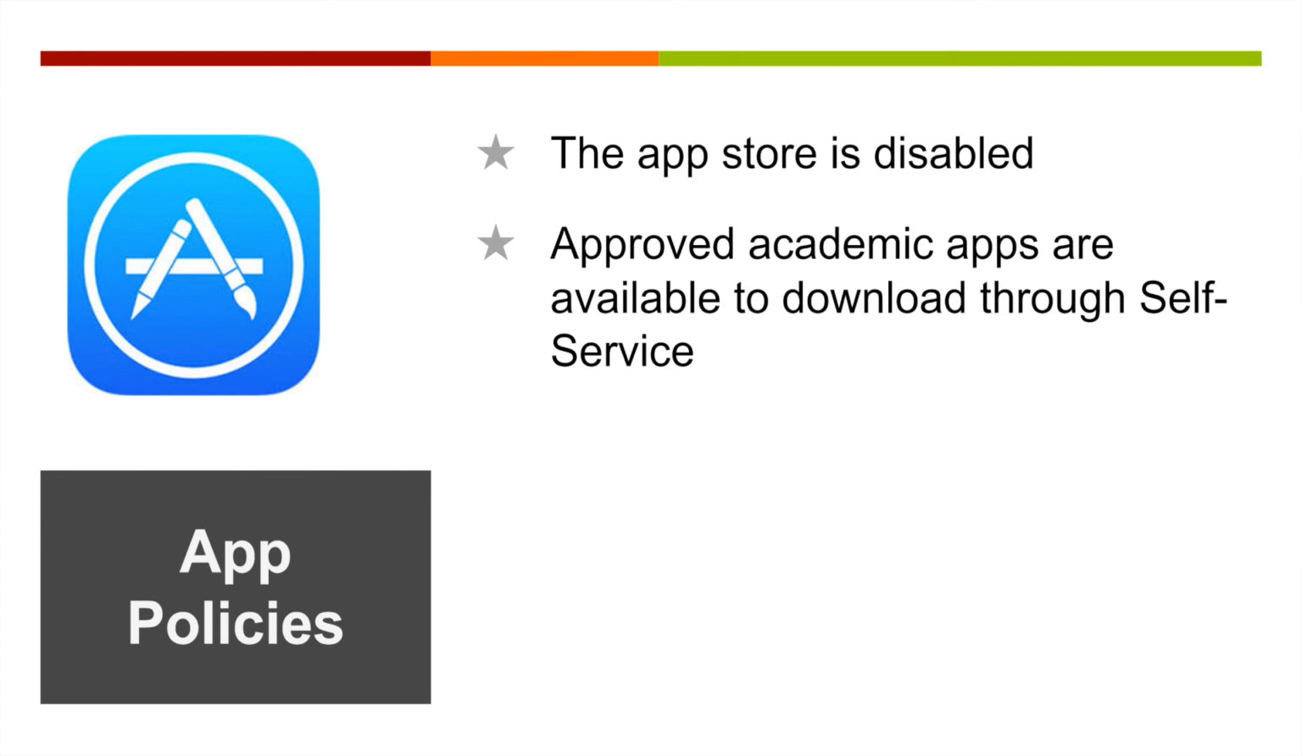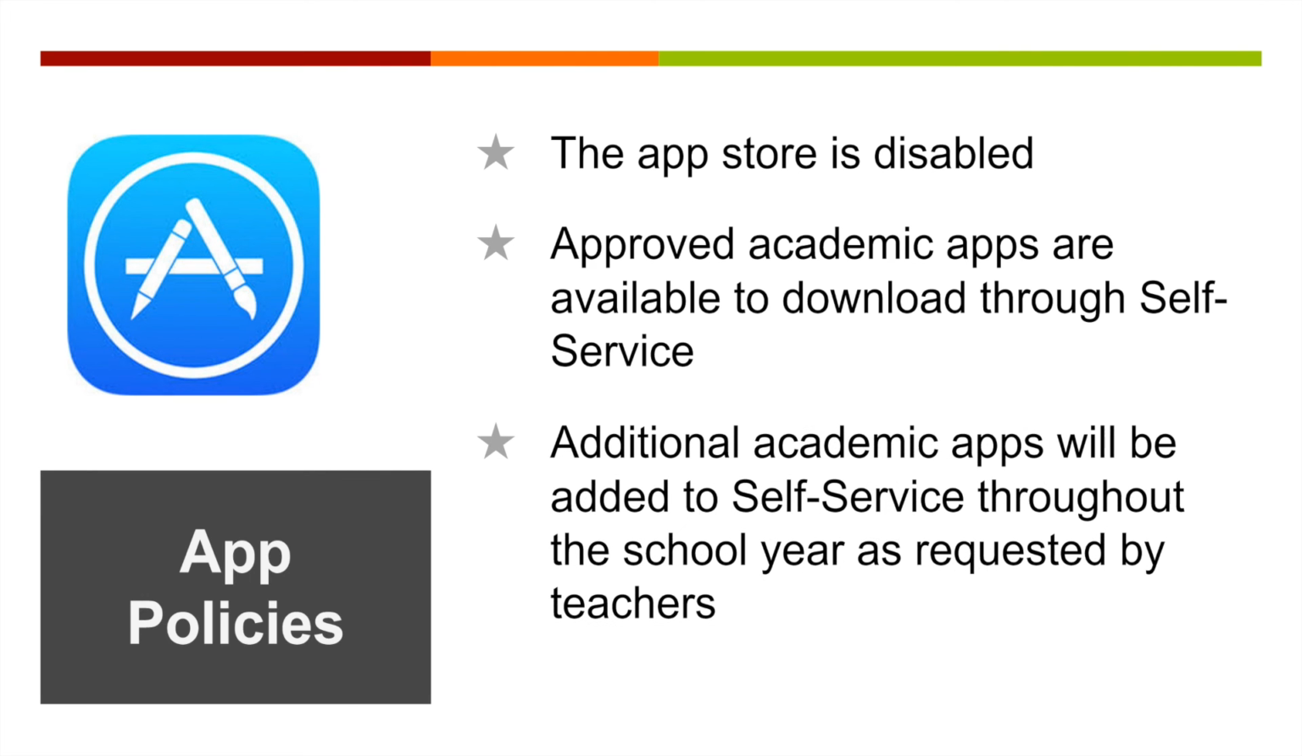Approved academic apps are available to download through what we call the self-service app, and there's a specific icon on the screen for that. Self-service allows you to download specific apps and the specific apps only. You can't just download anything you want to. The point here is we want you to use this for academic purposes. Additional academic apps will be added to the self-service throughout the school year as your teachers request it.